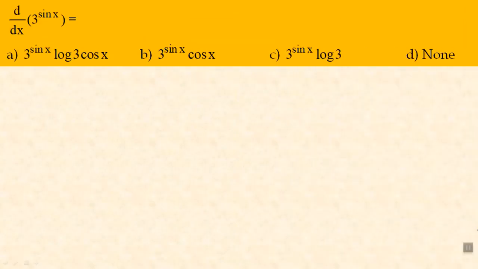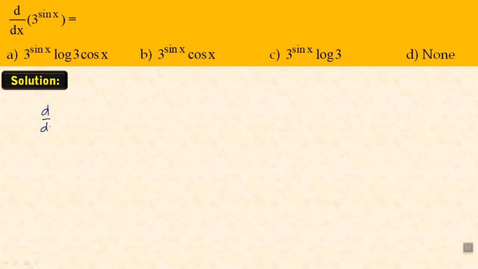The question is, d by dx of 3 power sin x is equals to. Options are: 3 power sin x into log 3 into cos x; 3 power sin x into cos x; 3 power sin x into log 3; none. Let us find this.